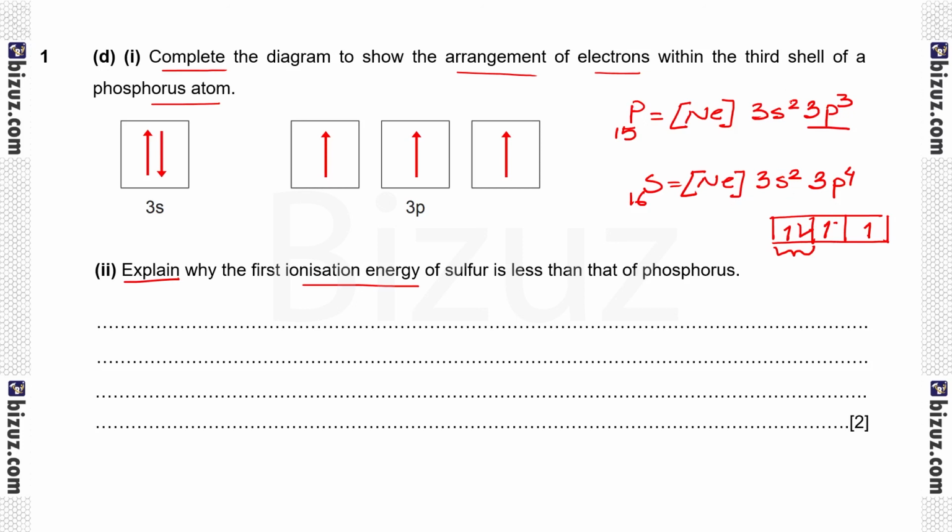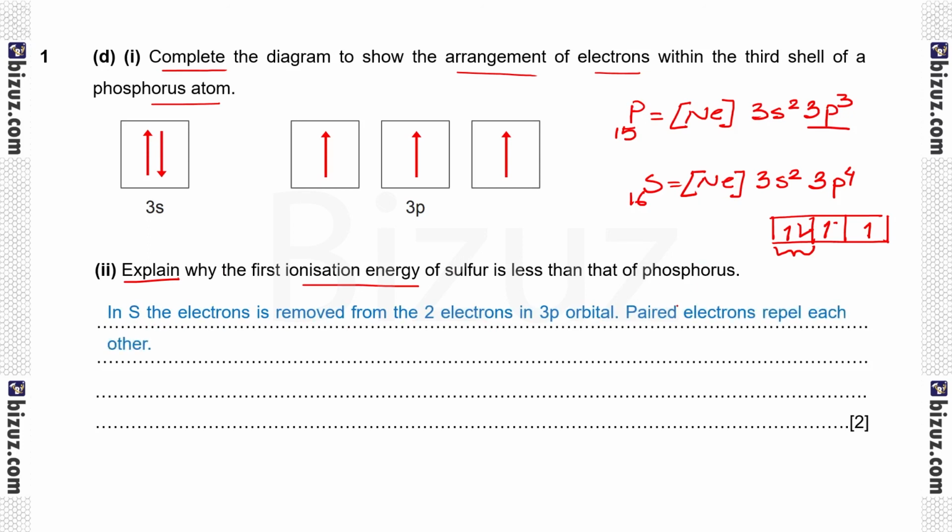Again, we can say that for phosphorus it is half filled. So we know that if an orbital is half filled, it is more stable. So for this answer we can write, in sulfur the electron is removed from the 2 electrons in a 3p orbital, because since they are in paired form, they repel each other.